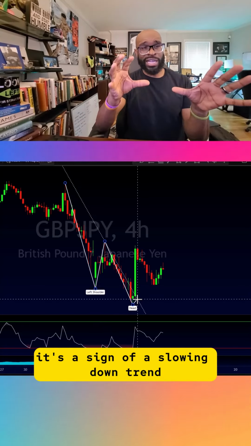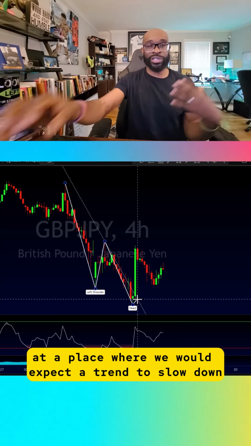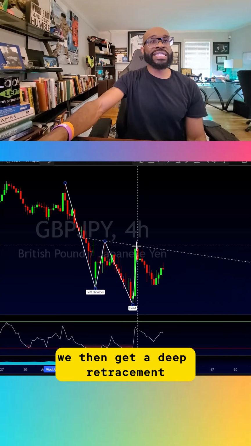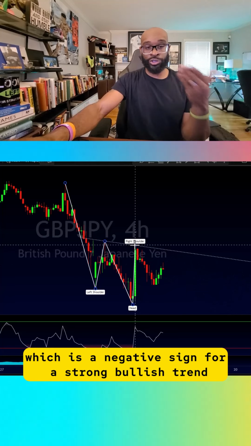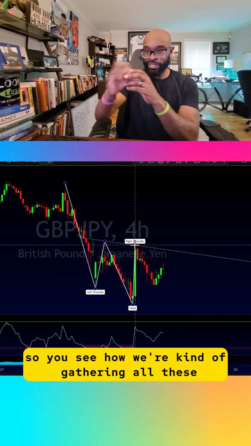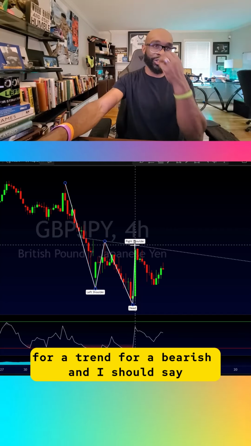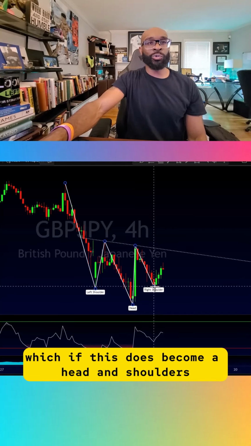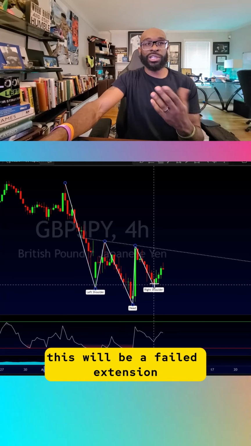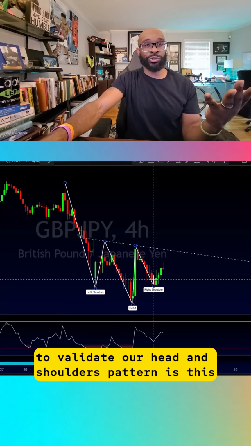Right? It's a sign of a slowing down trend at a place where we would expect a trend to slow down. We then get a deep retracement, which is a negative sign for a strong bullish trend. So you see how we're gathering all these negative signs versus very minimal positive signs for a trend, for a bearish trend, I should say. And then we have this move right here, which if this does become a head and shoulders, this will be a failed extension.